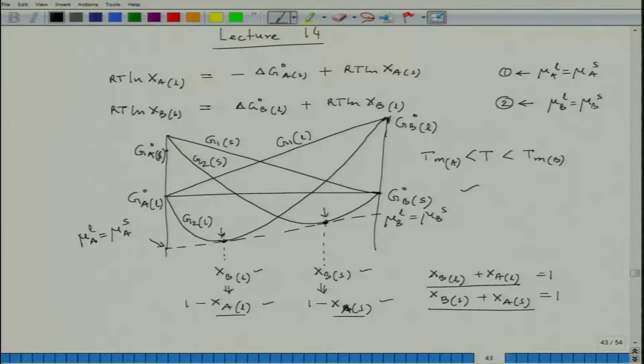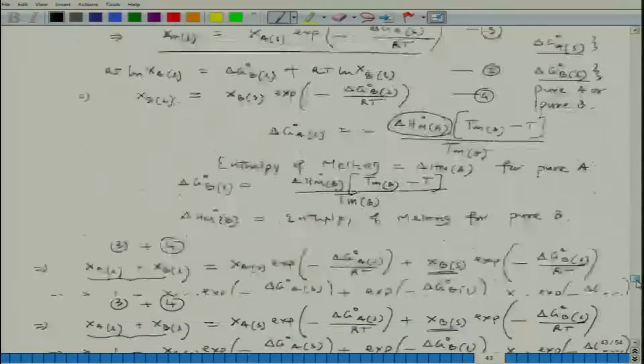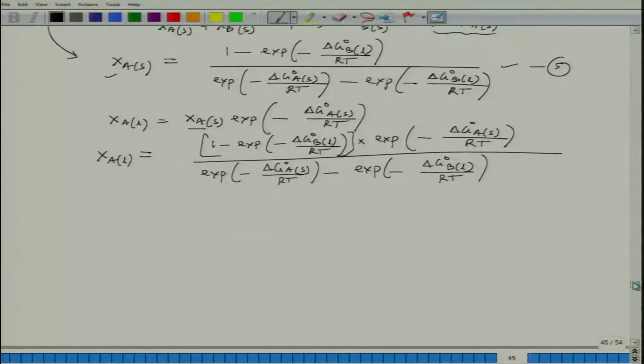That indicates that we have found 2 points in the temperature composition diagram, which is actually a phase diagram. So now if I get the expression for this as well as this, that means the compositions for the solid solution and the liquid solution which are in equilibrium.